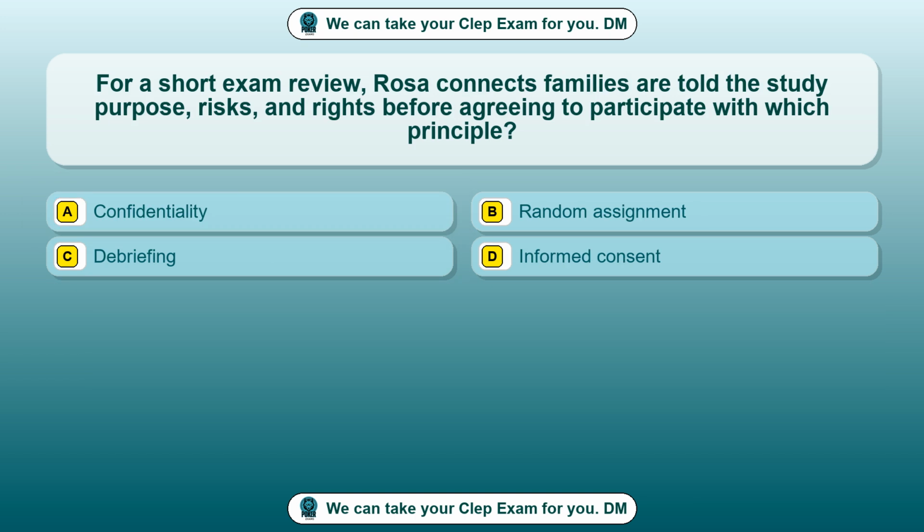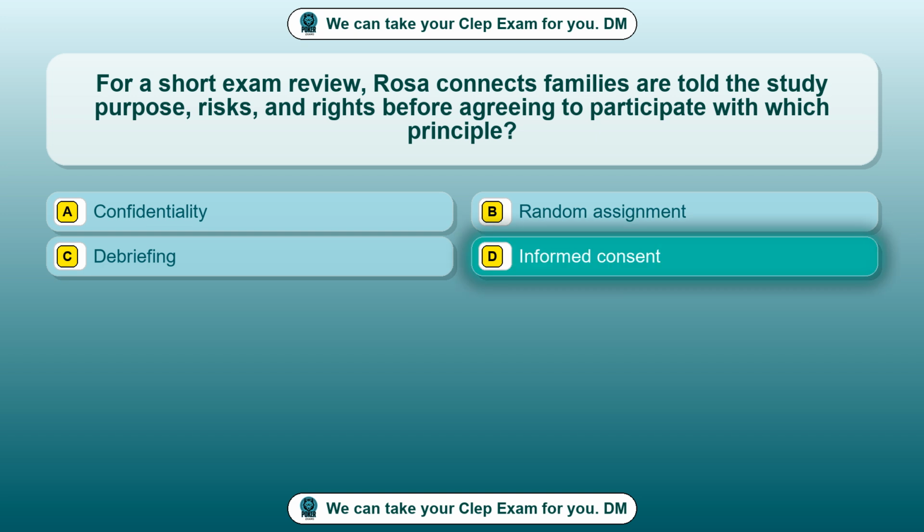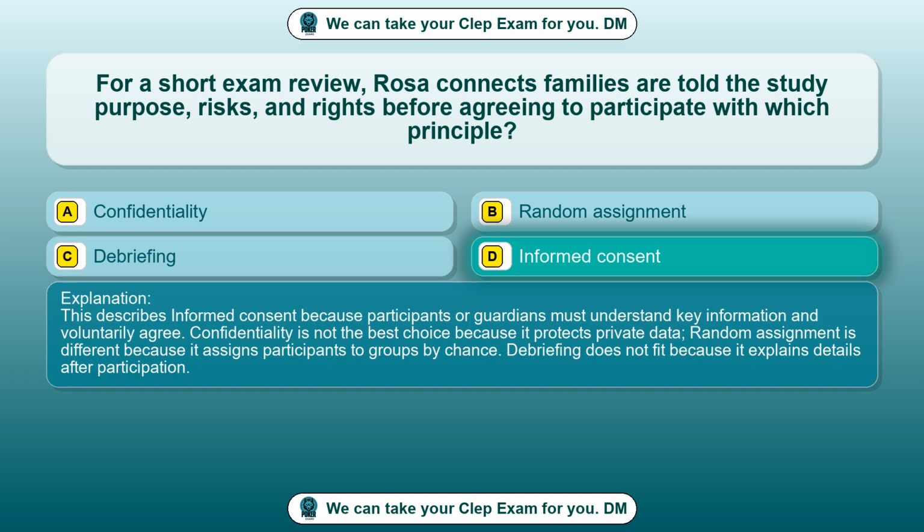Question 100. For a short exam review, Rosa connects families are told the study purpose, risks, and rights before agreeing to participate with which principle? Option A, confidentiality. Option B, random assignment. Option C, debriefing. Option D, informed consent. The correct answer is option D, informed consent. This describes informed consent because participants or guardians must understand key information and voluntarily agree.